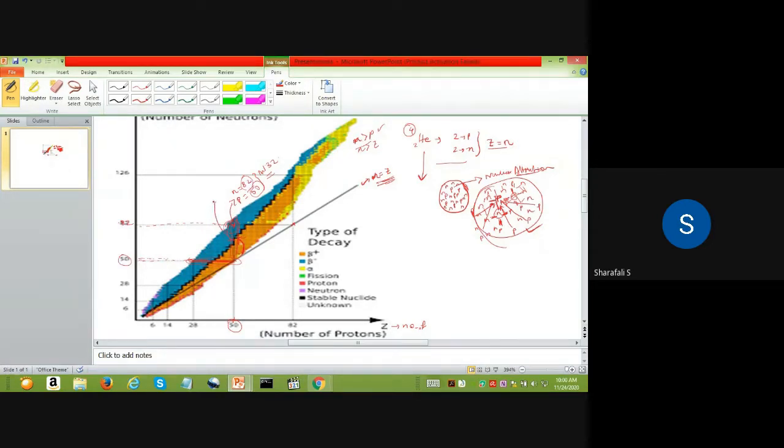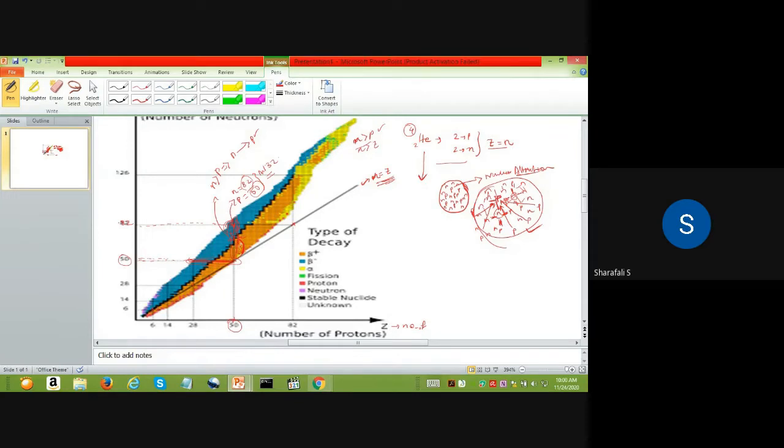So in this blue curve, we have n greater than p, which implies they will try to convert neutron into proton, reduce the number of neutrons, increase the number of protons, and they will come towards this line. Okay, they will try to come to this line.